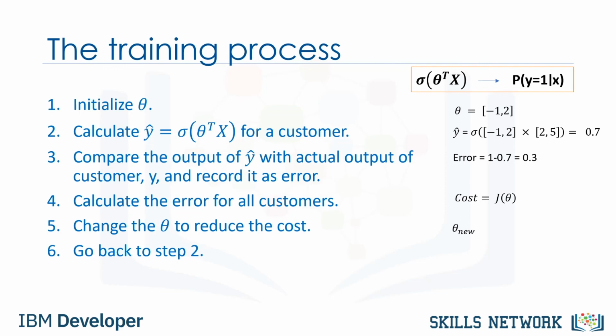There are different ways to change the values of theta, but one of the most popular ways is gradient descent. Also, there are various ways to stop iterations, but essentially you stop training by calculating the accuracy of your model and stop it when it's satisfactory.